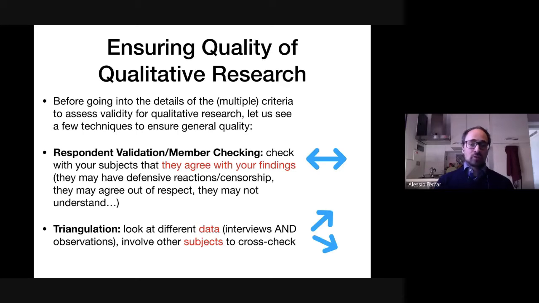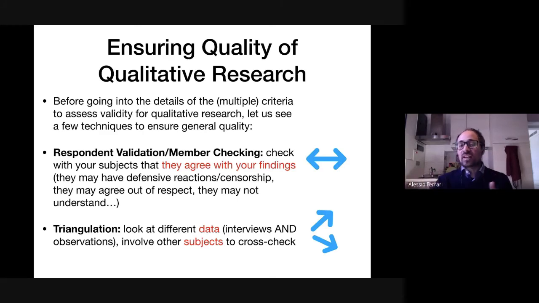Finally, triangulation. Triangulation means look at different data, interviews, for example, and observation, and, for example, archival data analysis. So combine all these things and involve other subjects to cross-check your analysis. The best is, for example, to ask your supervisor or another colleague to do the data analysis in parallel, for example, to do at least the coding activities in parallel, so that you can do the axial coding together, the phase in which you relate the codes later on, but you have identified the codes in an early stage with two different viewpoints.